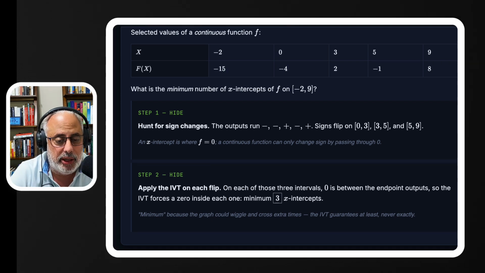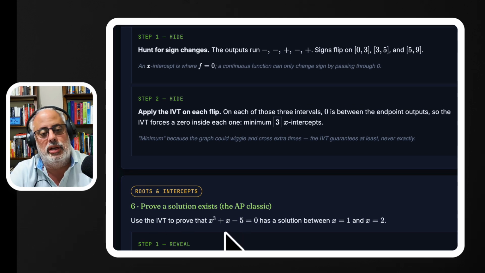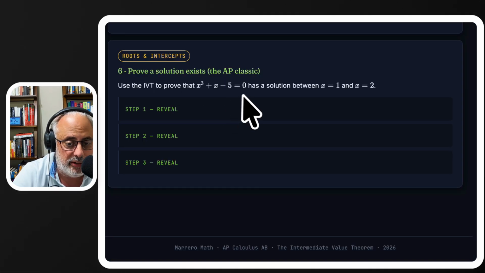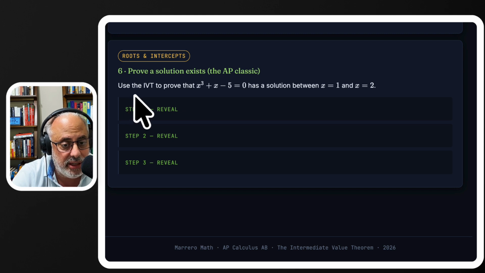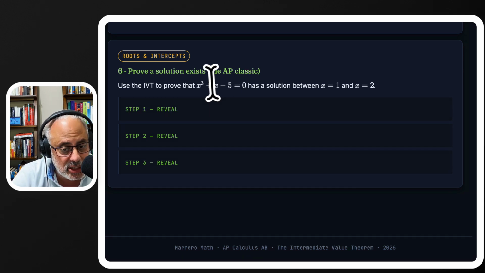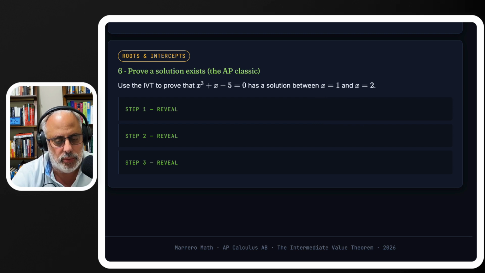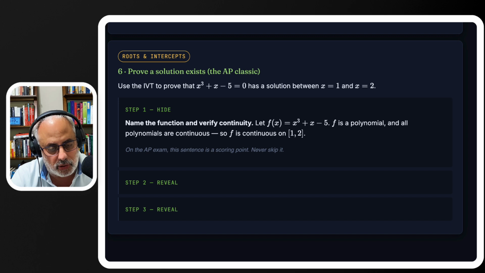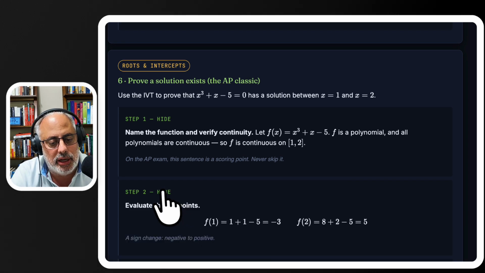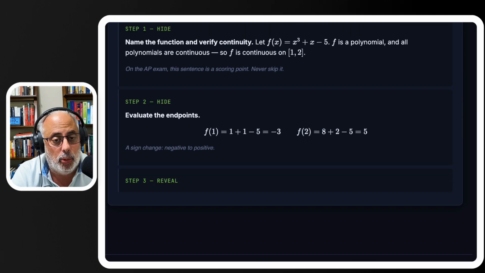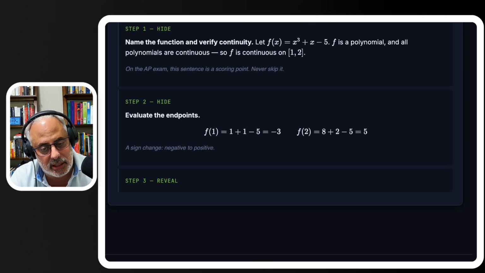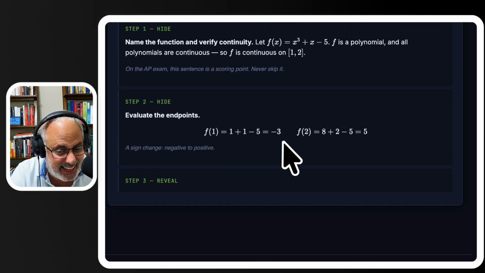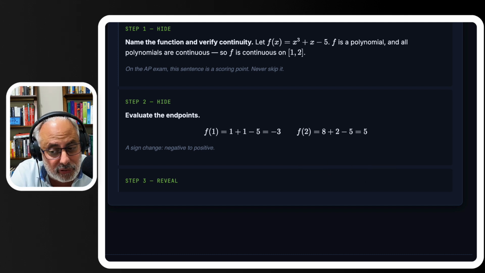The last question of the video is a function. The function is x to the third power plus x minus 5 equals 0. And they ask to use the IVT to prove that this polynomial has a solution between x equal 1 and x equal 2. Because it's a polynomial, the polynomial is a continuous function. So we have a continuous function on a closed interval 1 to 2. This is the first condition. The second condition is to evaluate the polynomial for x equal 1 and x equal 2. The output value for x equal 1 is -3, and for x equal 2 is +5.